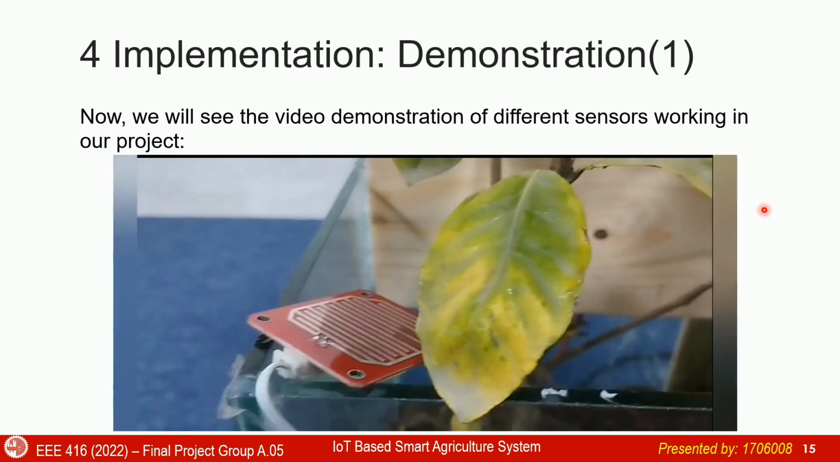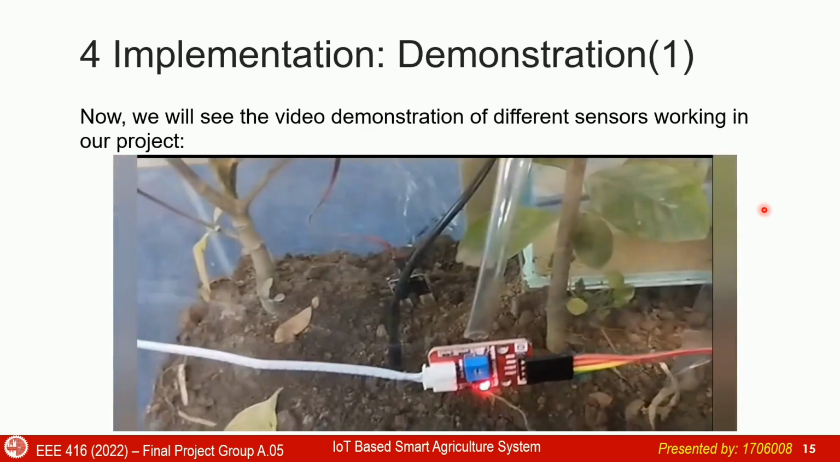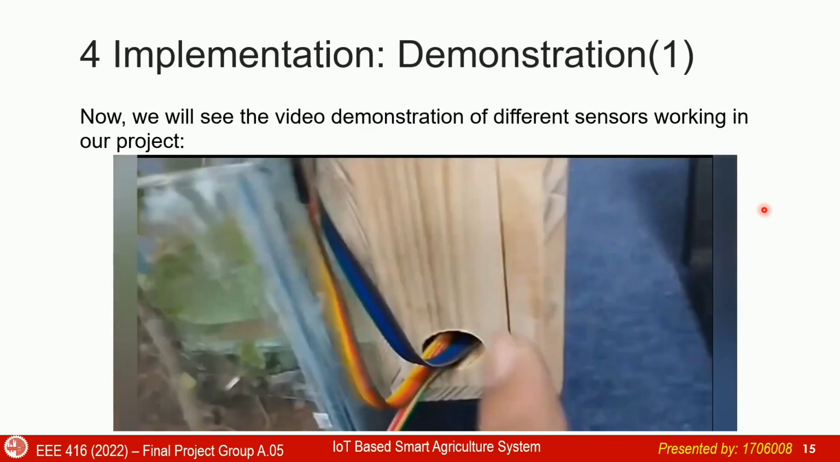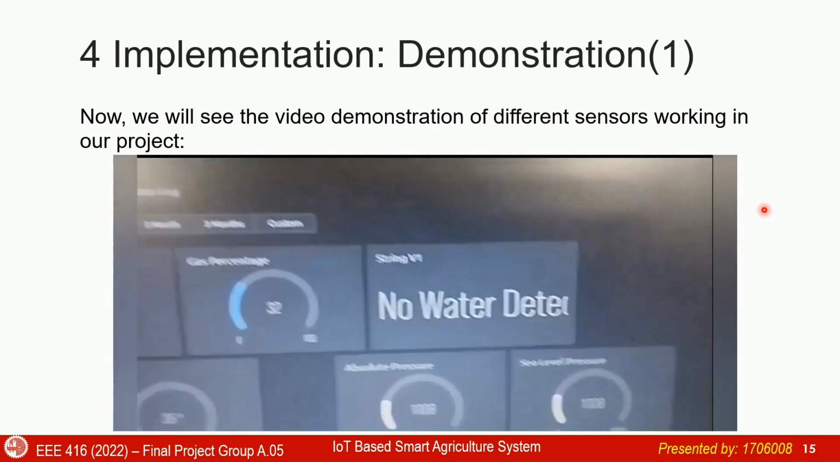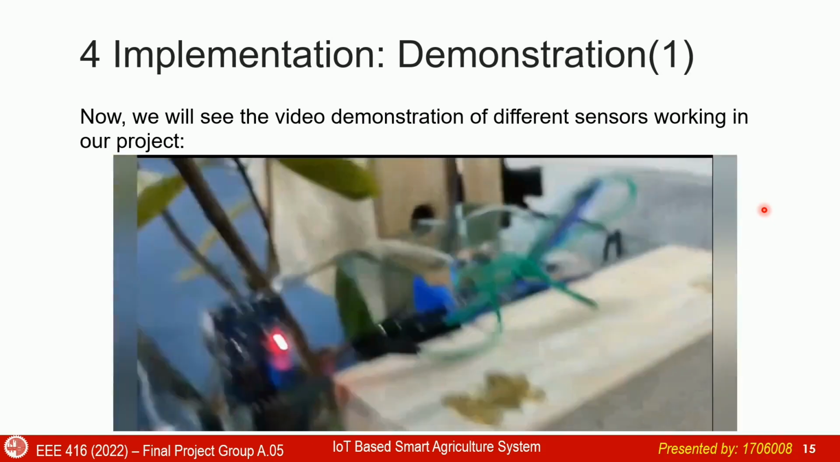Now in this video we will see how the range sensor actually works. This is the range sensor which is connected with the RT module. The RT module is connected with the PCB through this hole. Now in the other float IO we can see it is showing no water is detected. And also the LED is turned on.